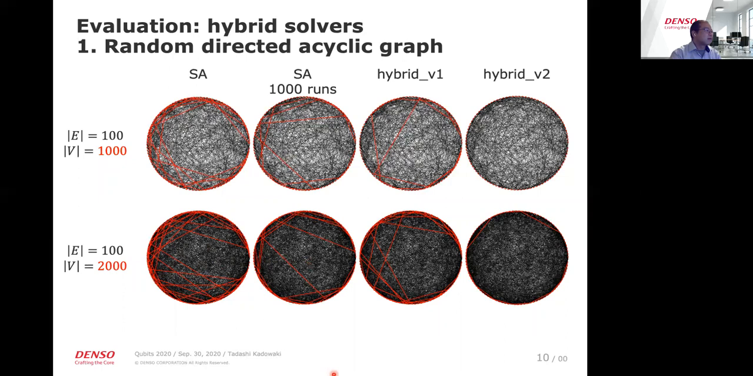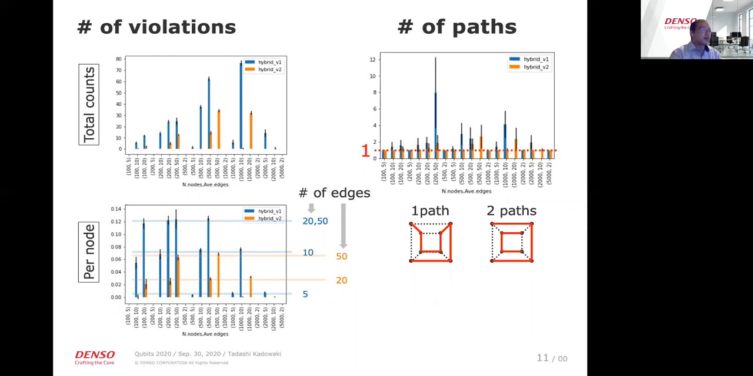Number of violations in total and per node are plotted in the left side. In the per node plot, we see violation depends on the number of edges per node. The hybrid version 1 results are generally higher violations compared to the hybrid version 2, and it seems saturated over 20.